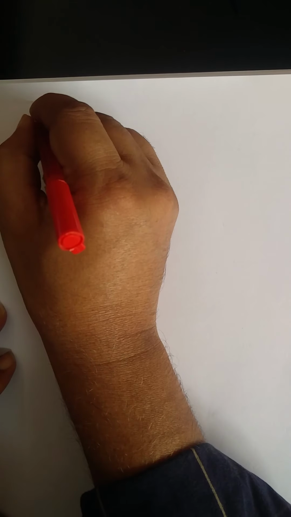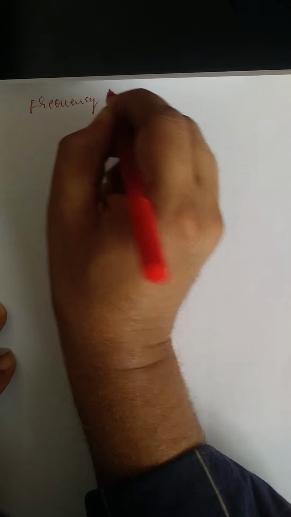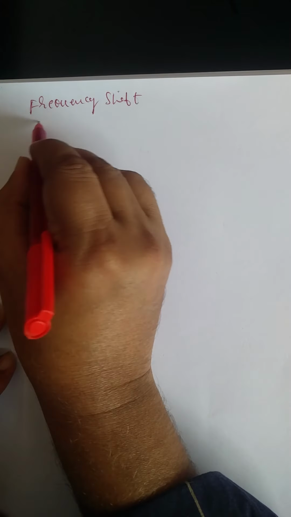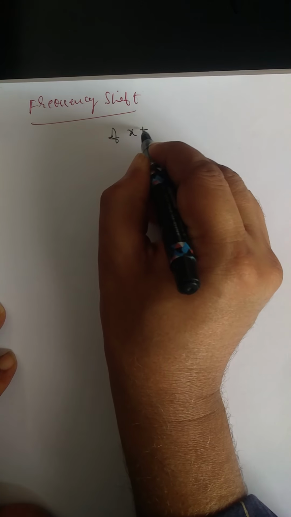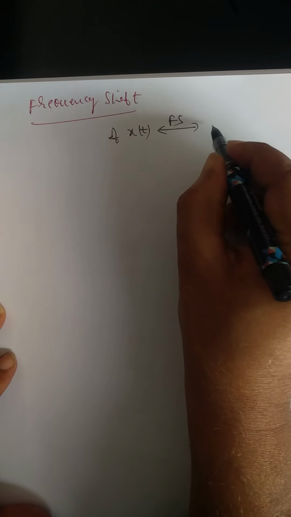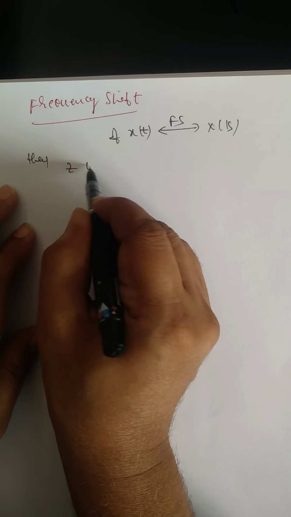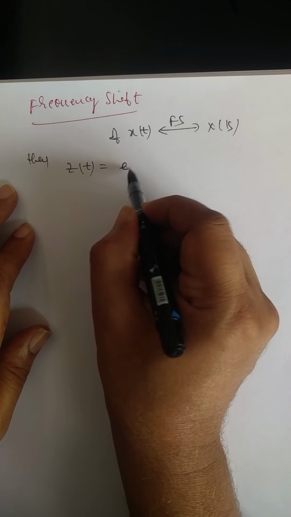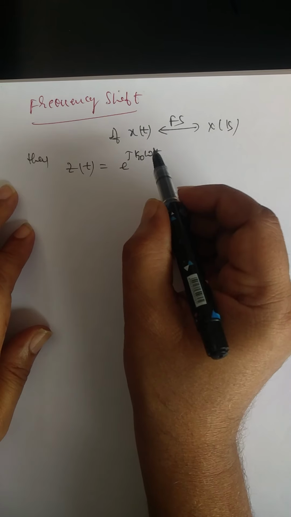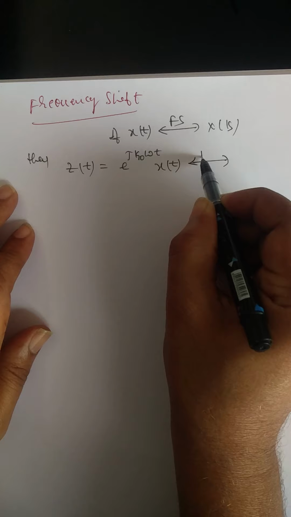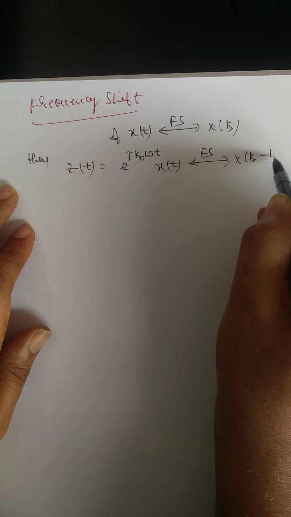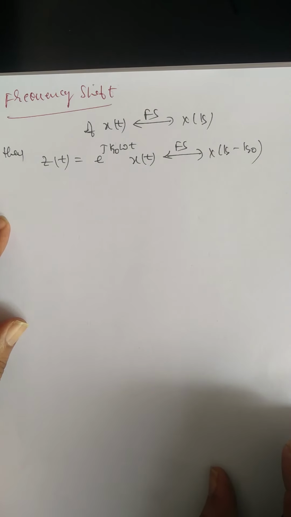Next one is frequency shift. Frequency shift property. This property says that if x of t is a time domain signal, its Fourier series is given by x of k. Then we'll take z of t as e to the power of j k naught omega into t into x of t. Its Fourier series is given by x of k minus k naught.